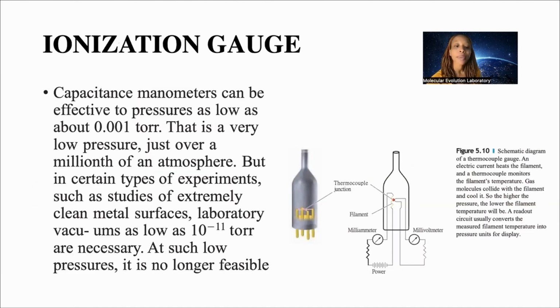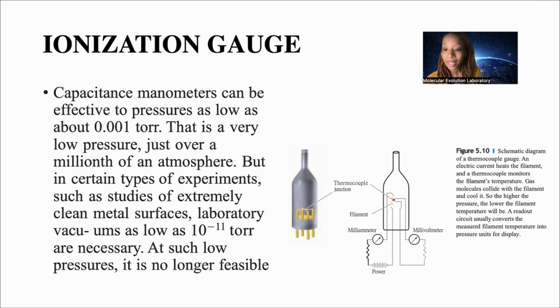Thermocouple gauges can be effective to pressures as low as 0.01 torr. This is a very low pressure, just over a millionth of an atmosphere. But in certain types of experiments, such as studies of extremely clean metal surfaces, laboratory vacuums as low as 10 to the negative 11 torr are necessary. At such low pressures, it's no longer feasible.